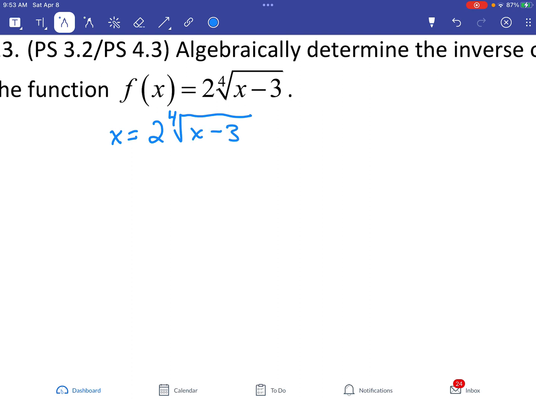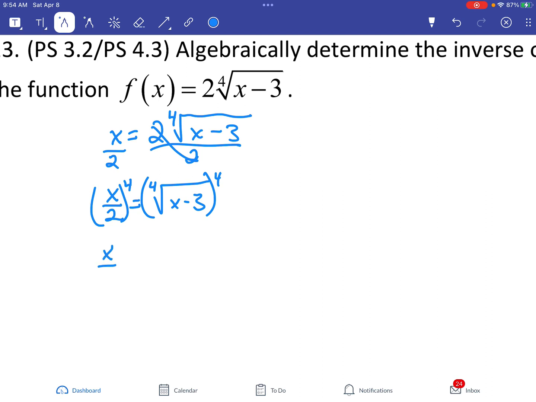Now before we can get rid of the radical sign, the root sign, we have to get rid of that 2 out in front. So we're going to divide both sides by 2. So x over 2, these would go away, 4th root of x minus 3. Now that the radical sign is by itself, we can raise both sides to the 4th power.